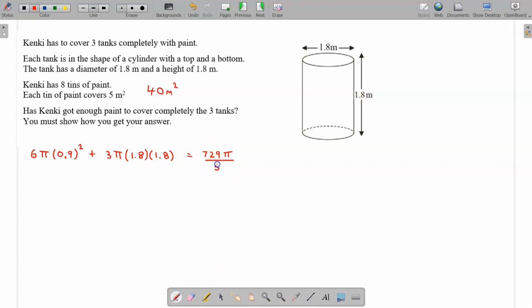We need to evaluate that to make our comparison, and that comes to approximately 45.8. All we need to say is that 45.8 is greater than 40, and there's our comparison, and so therefore not enough paint. That would answer the question for that. Okay, next question.